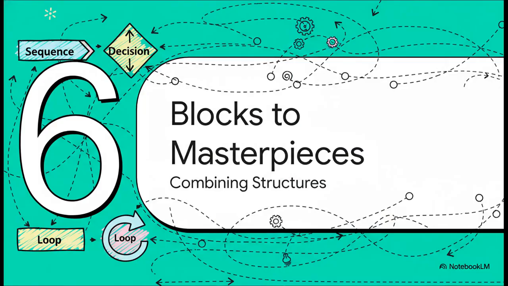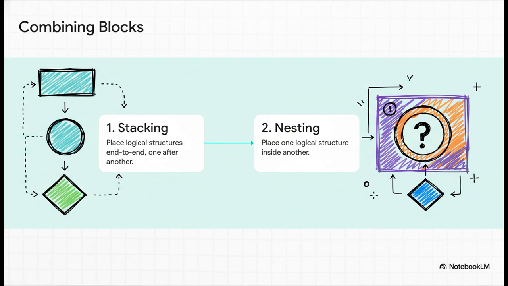So we have our three blocks: sequence, decision, and loop. Now for the really cool part, the magic. How do we go from these three simple ideas to building complex software? It really comes down to two main tricks. The first is stacking, which is just putting structures in a sequence. Do this loop, then make this decision. The second one, nesting, is where the real power comes from. You can put a loop inside of a decision or a decision inside of another decision. By stacking and nesting these three simple blocks, you can build logic of any complexity you can imagine.